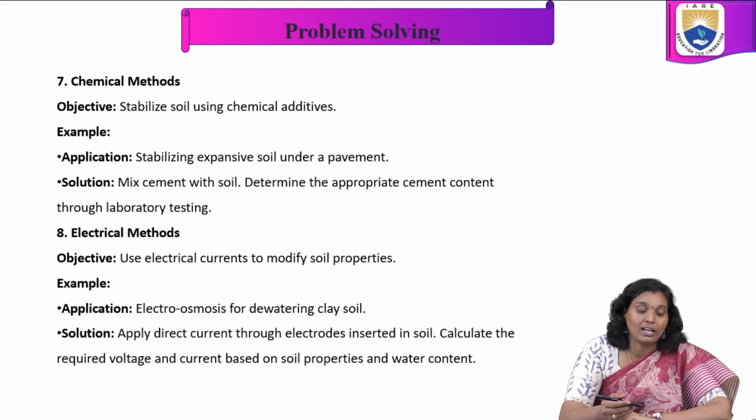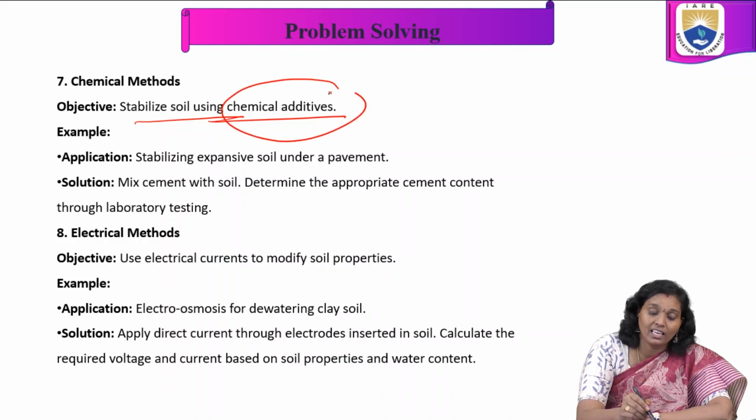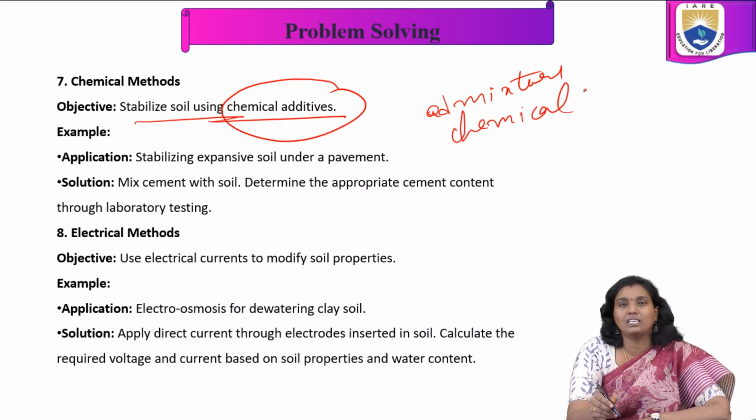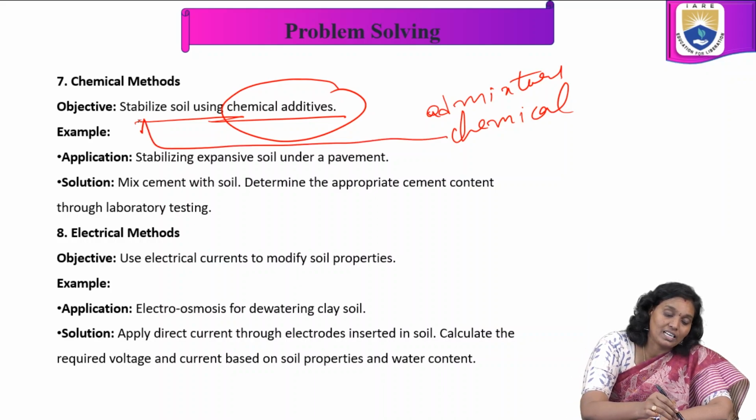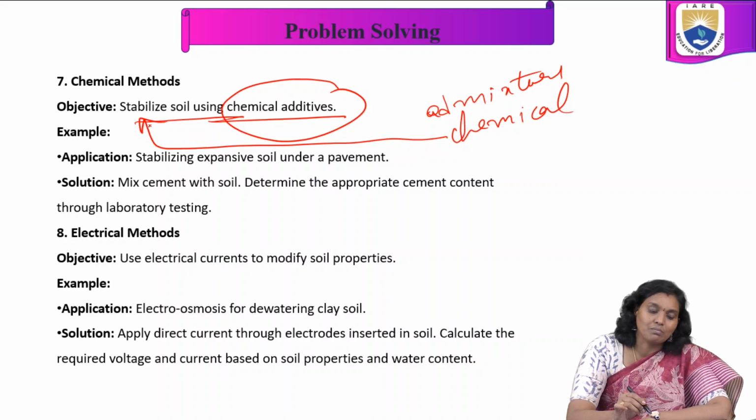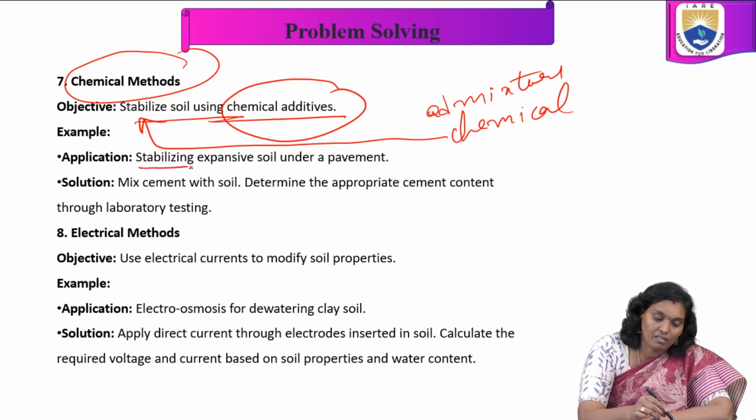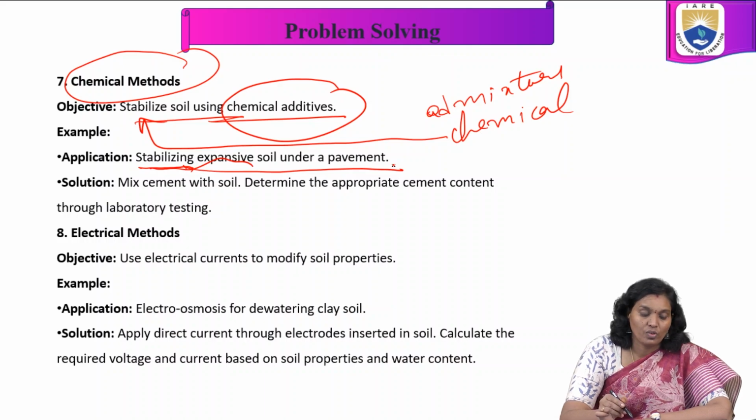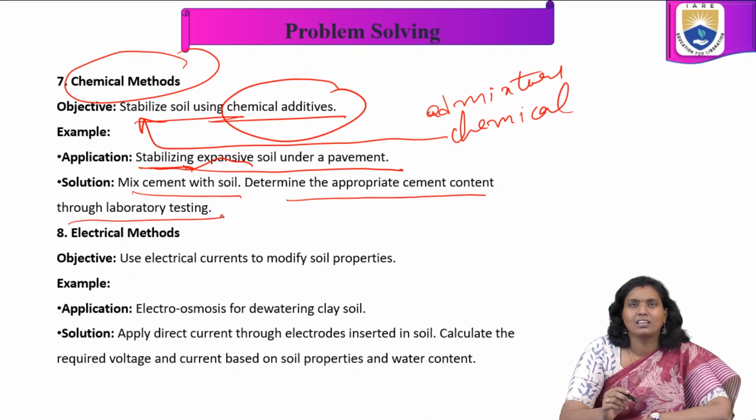Now move on to the chemical methods. Stabilize soil using chemical additives. We are adding admixtures and other chemicals. They influence the soil properties whenever we add such types; that is the stabilization. Under this method, some techniques are involved, which we choose for stabilizing expansive soil under a pavement. In this solution, mix cement with soil and determine the appropriate cement content through laboratory tests.